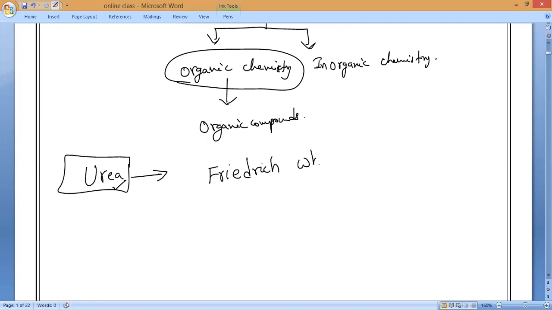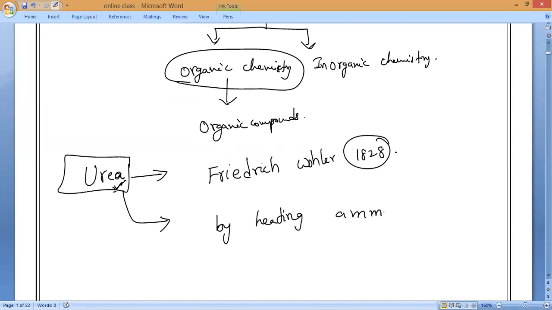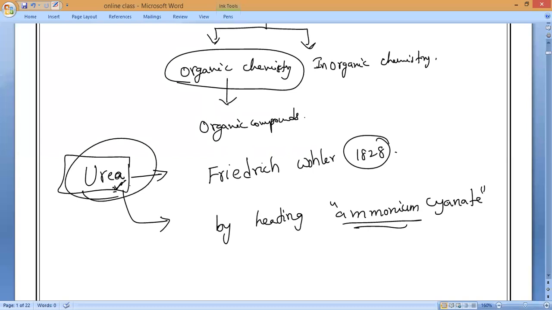Friedrich Wöhler, in the year of 1828. So he prepared the urea. This is the first synthesized organic compound in the laboratory, and he prepared this one by heating ammonium cyanide. Are you clear, everybody? Ammonium cyanide is just heated. Its structure is rearranged to obtain the urea.